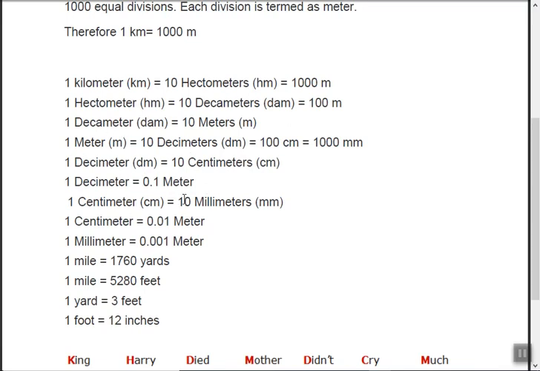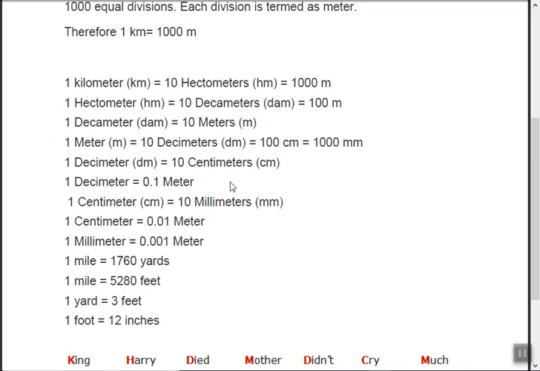1 centimeter equals 10 millimeters. 1 centimeter equals 0.01 meter. Why? See this. Bring this 100 on the meter side, it will go down. So it will be 1 upon 100 meter. 1 upon 100 means 0.01. So 1 millimeter equals 0.001 meter. Why? Because 1 meter equals 1000 mm. So bring this 1000 on the other side, it will be 1 upon 1000. So if you divide 1 by 1000, the answer will be 0.001.